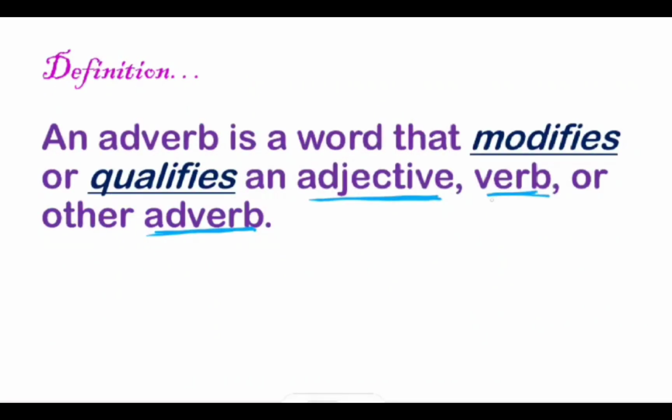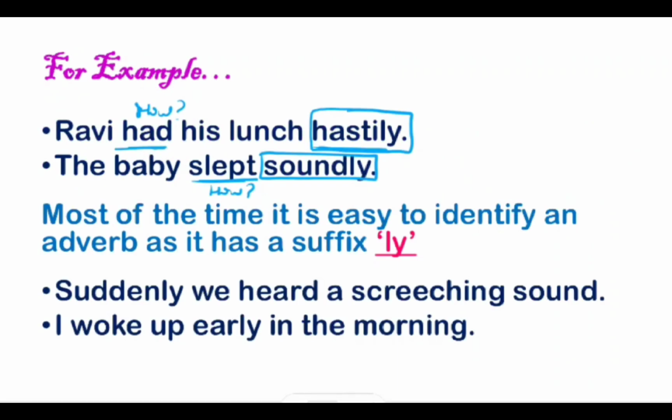We just now understood that it modifies or qualifies or tells you more about adjectives, verbs, and adverbs. Let's first do verbs. How does it tell you more about verbs? You ask the question how, you get the answer for how from the verb, and that's your adverb. However, another identification I just mentioned was to check for ly words in your sentence. So most of the time it is easy to identify an adverb as it has the suffix ly.